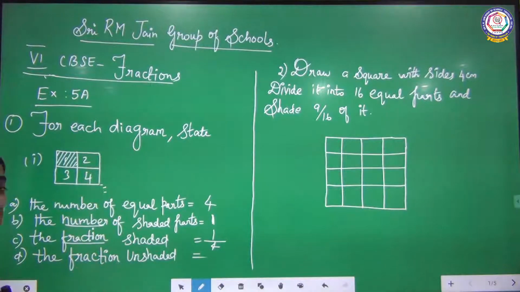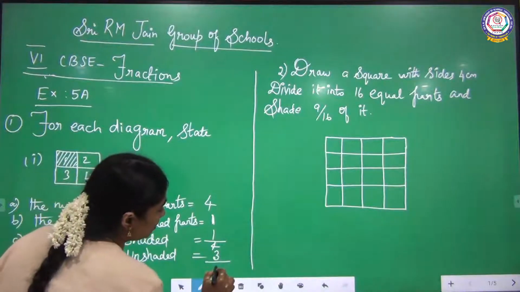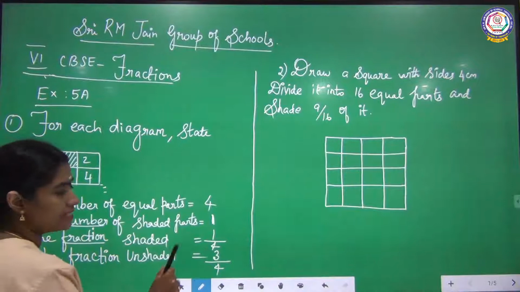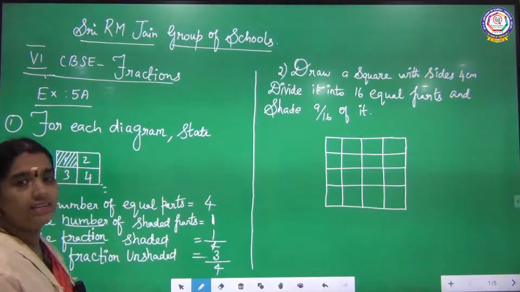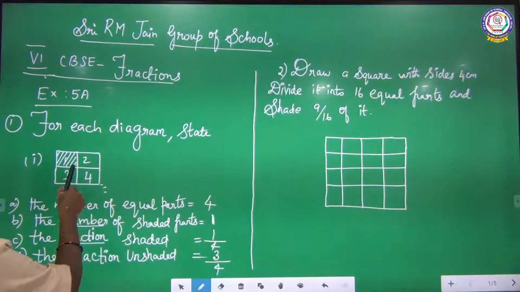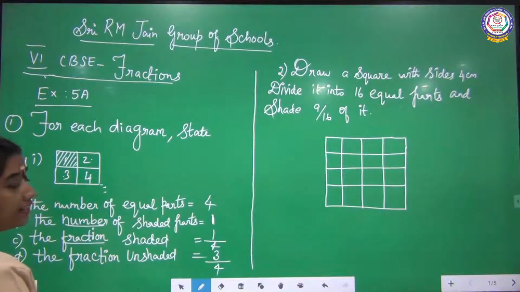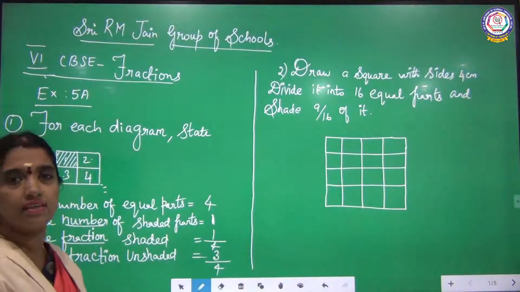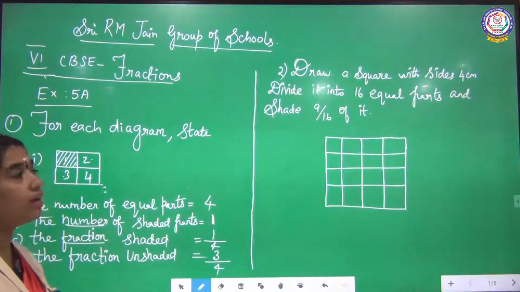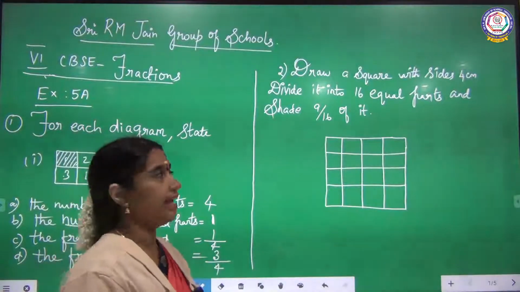And the fraction unshaded. See, the unshaded part is what? 3. And the total number of equal parts I am going to write in the denominator. See, this 3 is the numerator and this 4 is the denominator. So for the fraction unshaded, what is the unshaded part here? 1, 2, 3. So 3. And the denominator represents the total number of equal parts. So the total number of equal parts here is what? 4. Can you understand this children? Now I will move on to the second one.